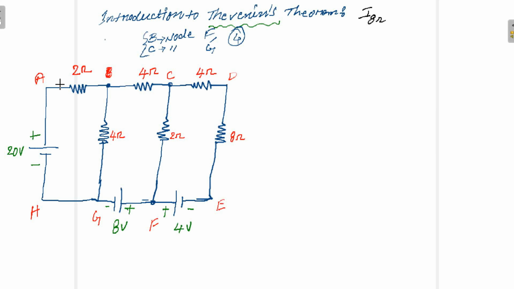Let us denote the current directions. Here I am starting from this point. The current I is coming from this voltage source. You can consider any voltage source and start from anywhere. So I is a current coming, and there is no bifurcation at point A. The same amount of current flows through this section.